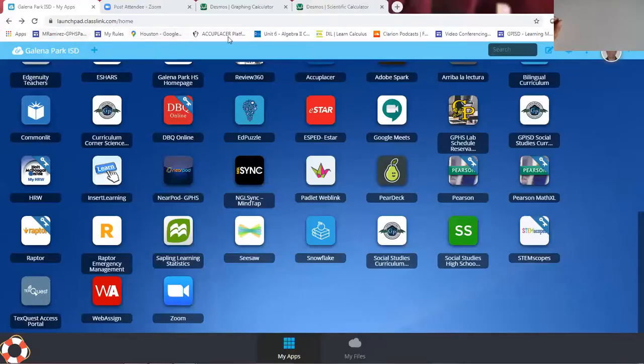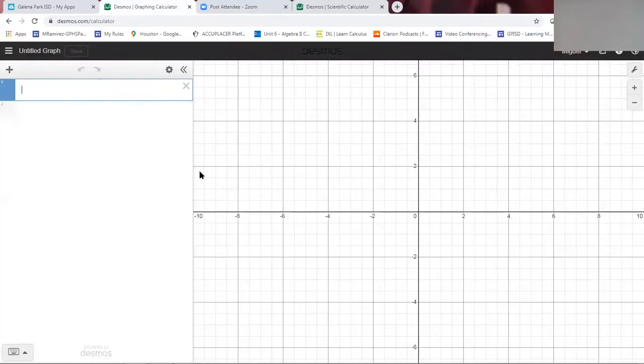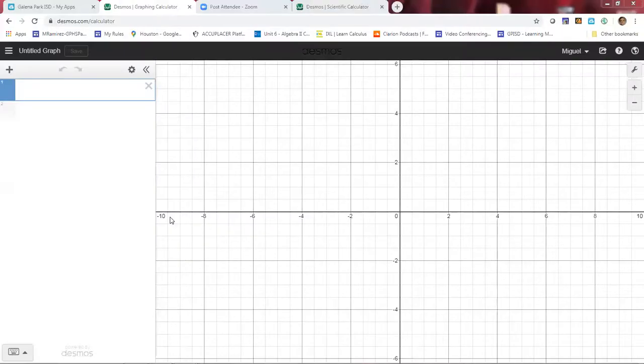So let me just begin with sharing a graph in Desmos. Let me see right here. Where is Desmos? Here, okay. Can you see the screen? This graphing screen? All right. Again, this is the screen I want to share. It's Desmos. You are familiar with Desmos.